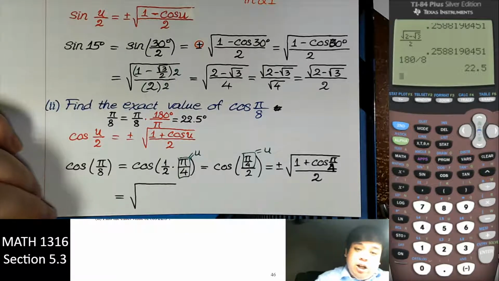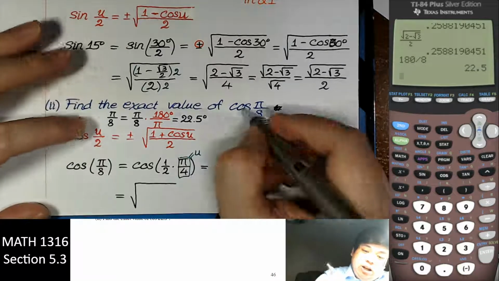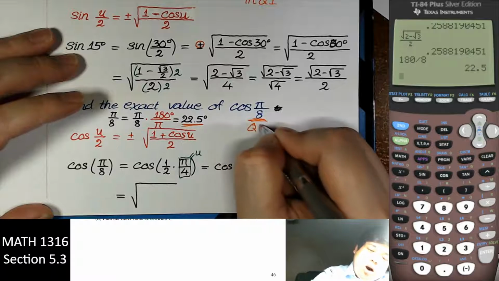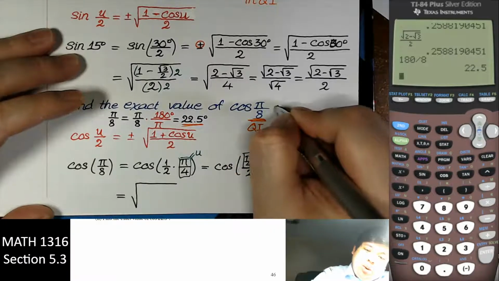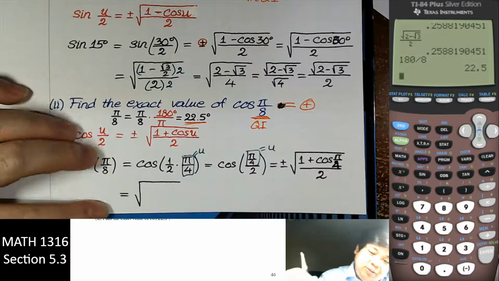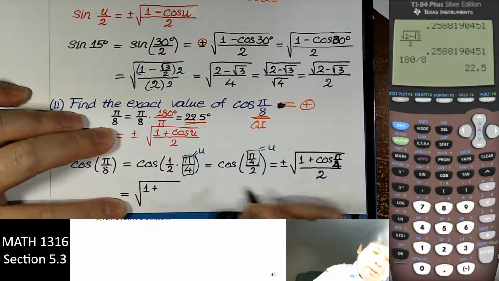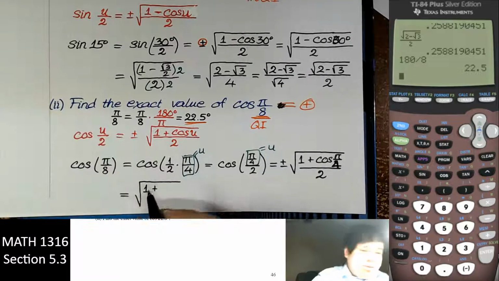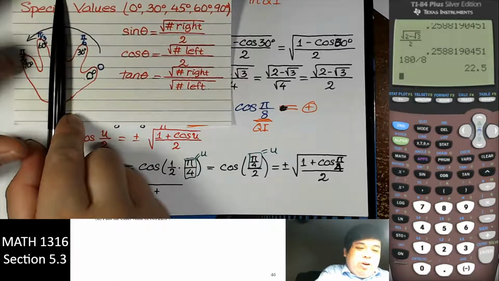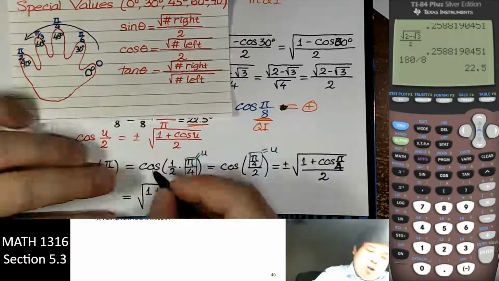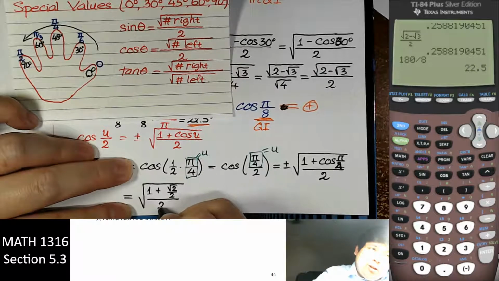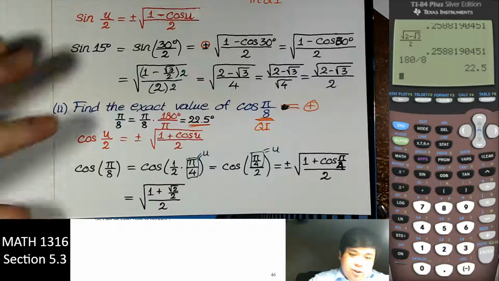Before going further, should it be positive or negative? Once again, pi over 8, or 22.5 degrees, is in quadrant 1, and any trig function in quadrant 1 is positive. Cosine of pi over 4, there are 2 fingers on the left, square root of 2 over 2. So just positive.